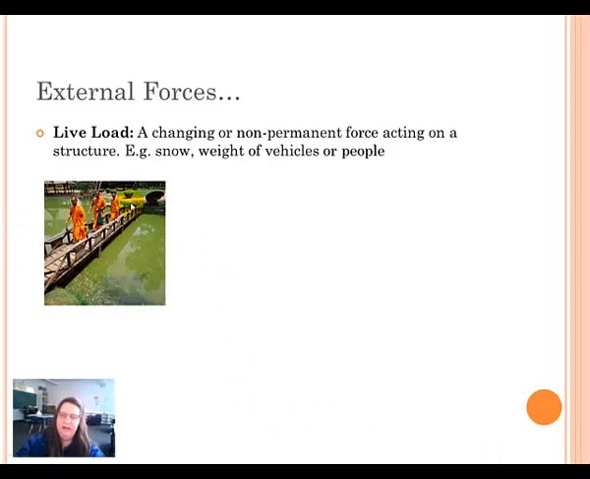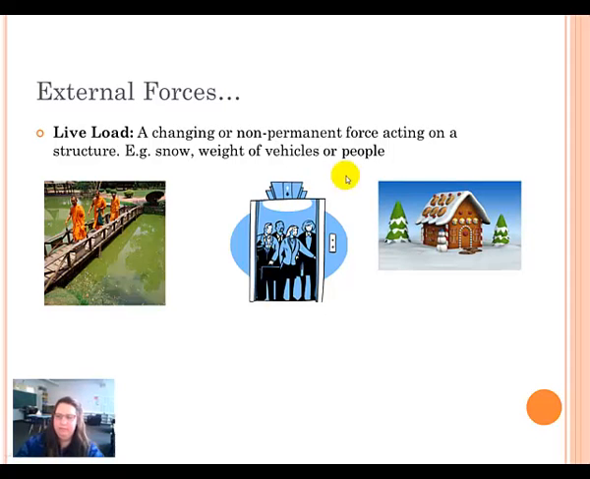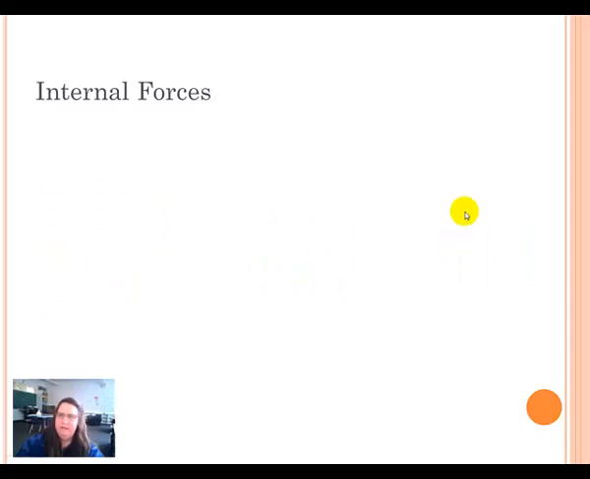So in this case, the people walking across the bridge, the people would be the live load, and the weight of all the materials of the bridge would be the dead load. In this case, the elevator, or the materials making up the elevator, are the dead load, and the people inside it are the live load. Here, the snow on the roof of the house is the live load because it comes and goes, but the weight of the house itself is a dead load.